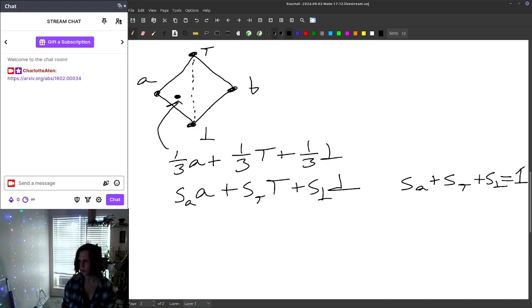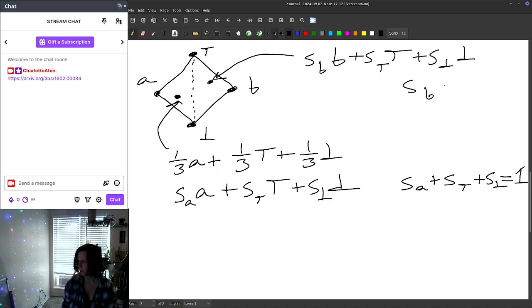So we could do this. I mean, certainly we can define such a thing, and then points over here similarly would look like maybe SB times B plus S top times top plus S bottom times bottom, where again the SB, S top, and S bottom have to add to 1. So we can definitely define this shape like this.